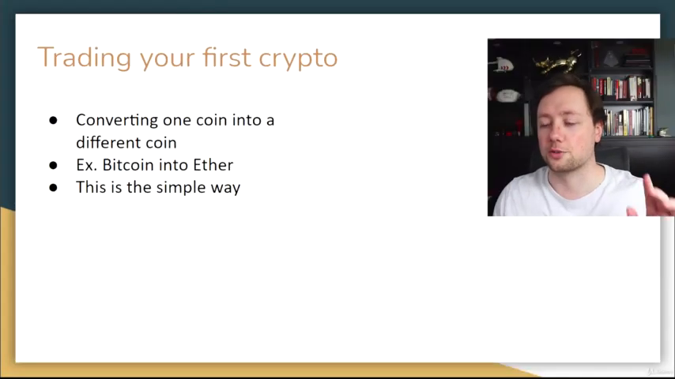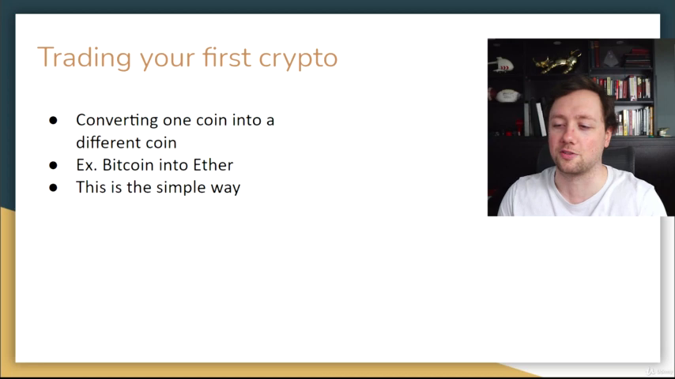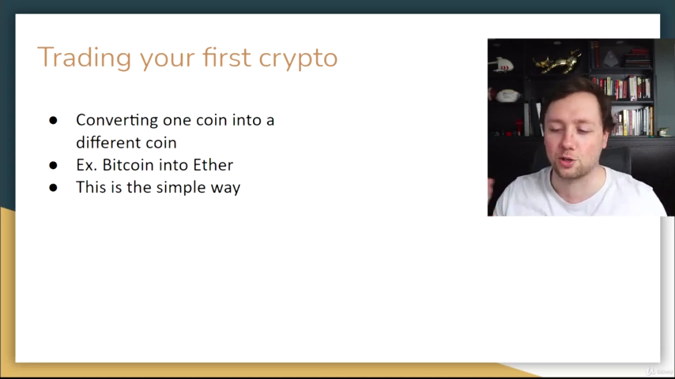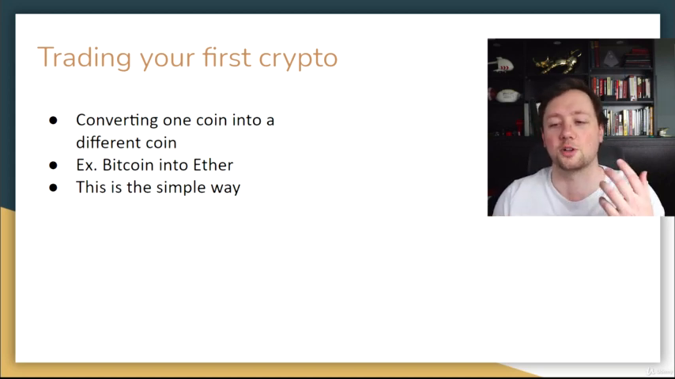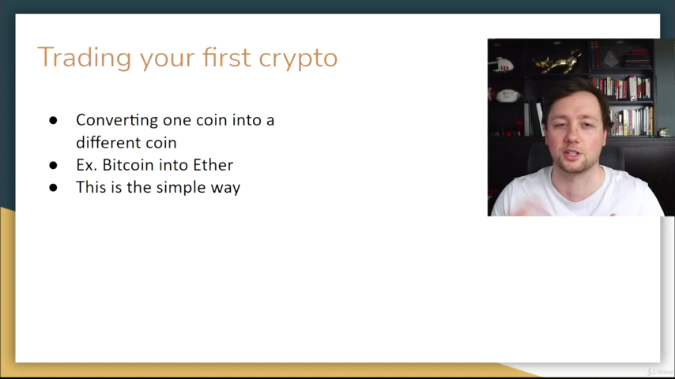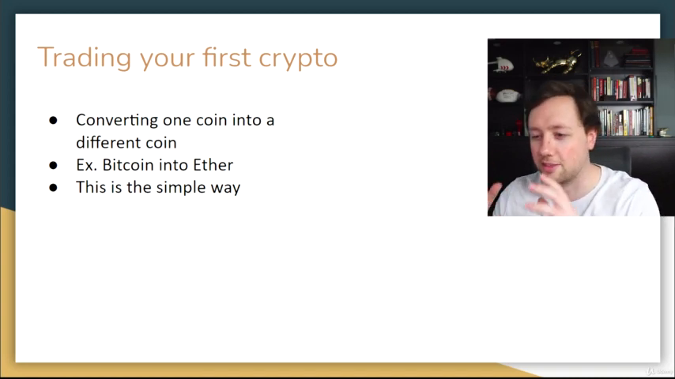Okay, so trading your first crypto, this is when you convert one coin into a different coin. For example, we bought Bitcoin in that first example. Let's now trade that Bitcoin into Ether, or let's convert BNB into Bitcoin, or let's convert Ether into BNB. Any of those scenarios, that's what we're talking about in this video.